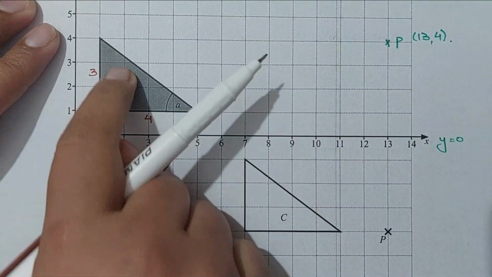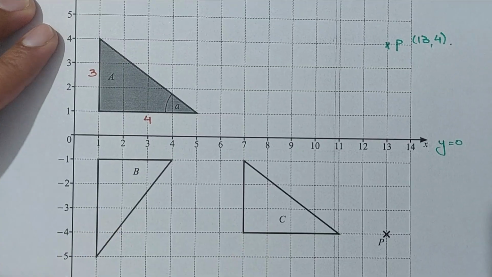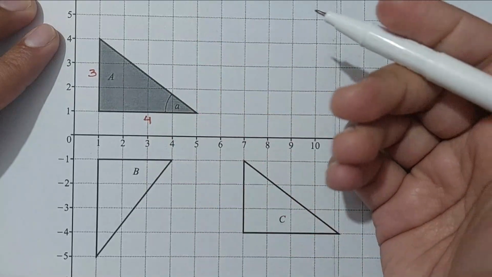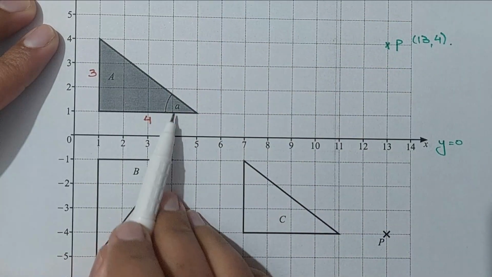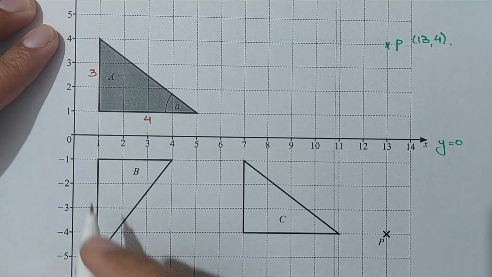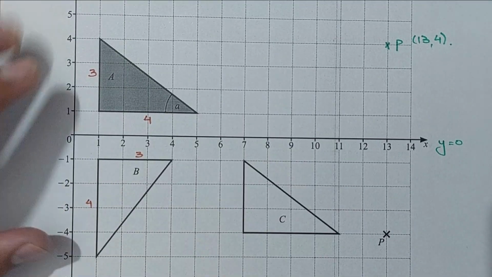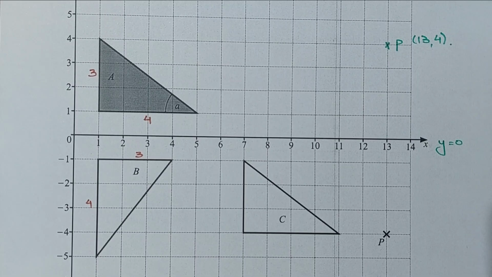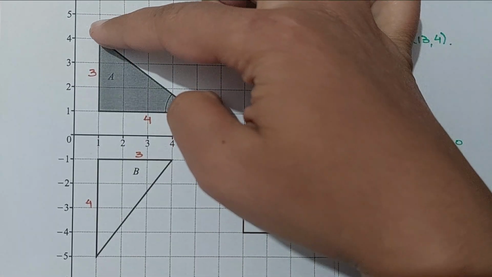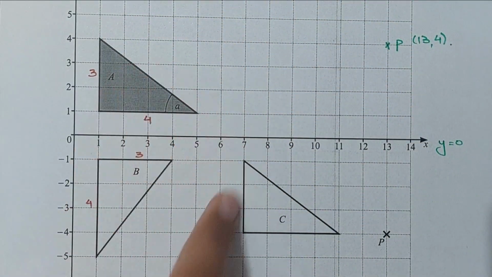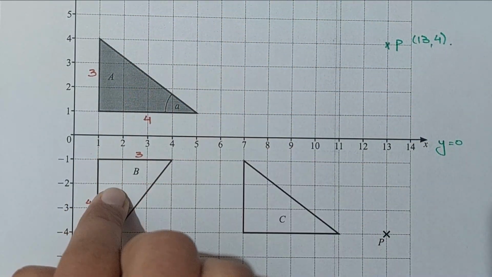Part C, describe fully the single transformation that maps triangle A onto triangle B. A onto B, A to B. This is a reflection. No, it's not a reflection. It's not exactly the same. Yes, this is 1, 2, 3, 4 units. This is 1, 2, 3, and 4. So this side is now 4 and this side is now 3. Okay. So what is that? This is the hypotenuse. So when we rotate this shape, yeah, it is a rotation, 90 degrees and clockwise.